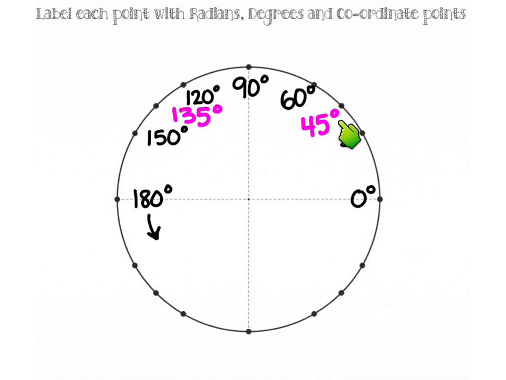You also can see that, you add 15. 30 plus 15 is 45. Over here, 120 plus 15 is 135. You need to finish writing all of your degrees on the inside of the circle for those dots. So in the end, you're going to have the radians, the degrees, and those coordinate points on your unit circle.